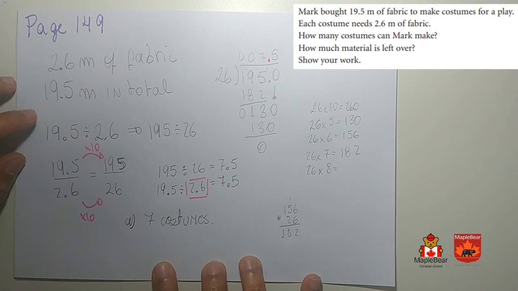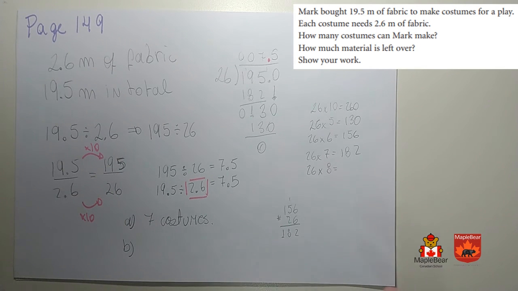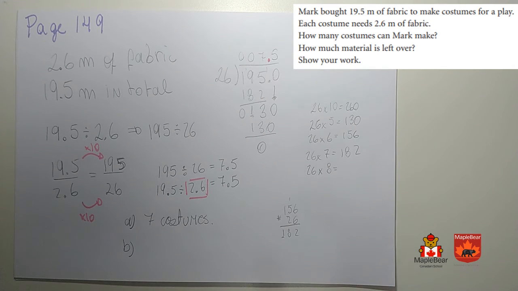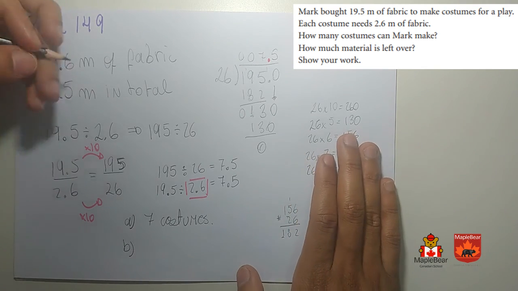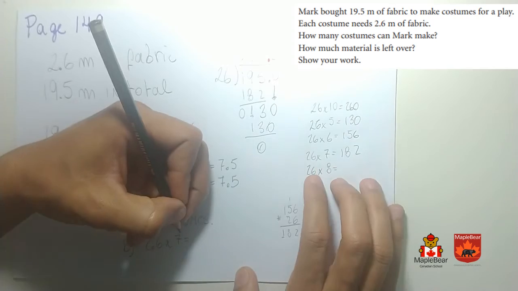And then how much material is left over? Great question. So is there left over only 0.5 meters? No. Pay attention to that. Okay? How many costumes can I make? I can make 7 costumes. And 7 costumes, it's going to cost me how much? Okay? I must do the calculation. So 2.6 times 7, it will be how much?